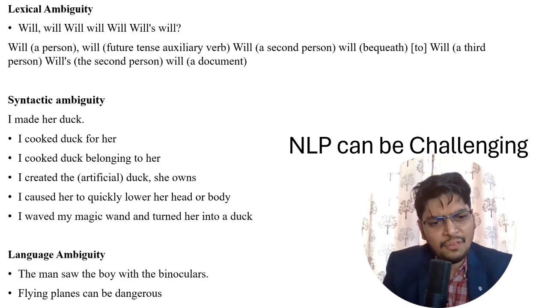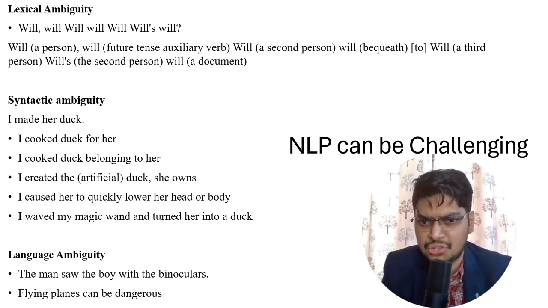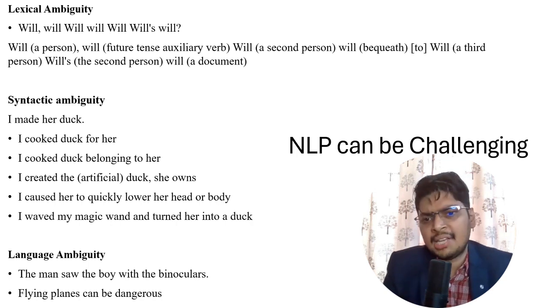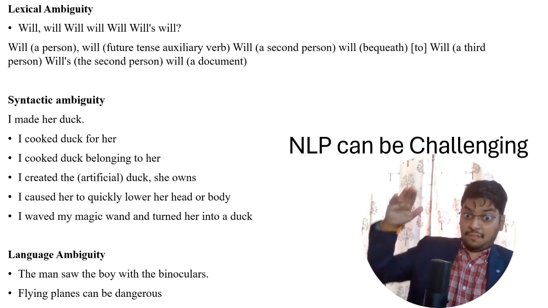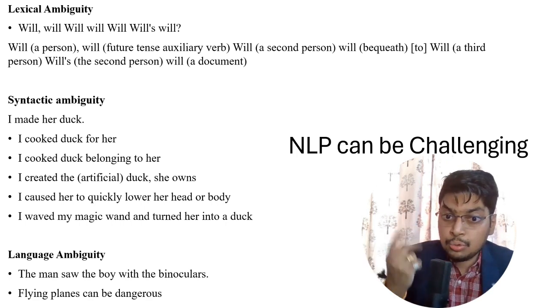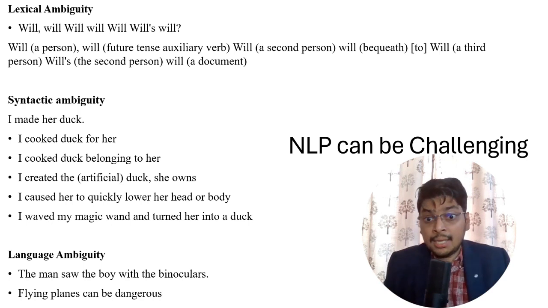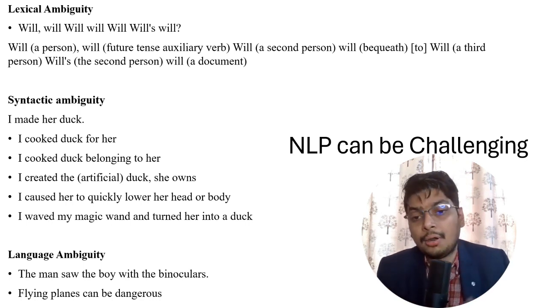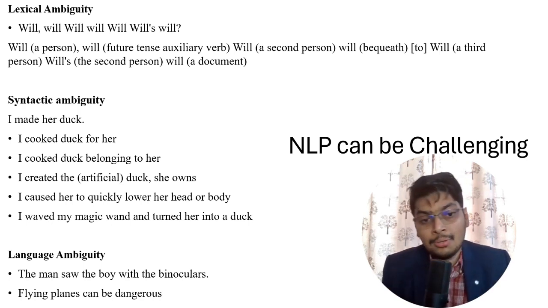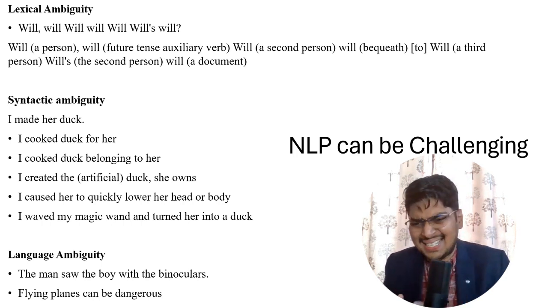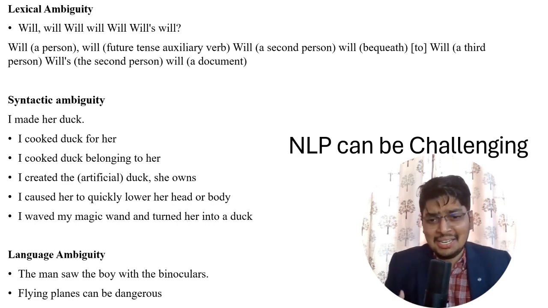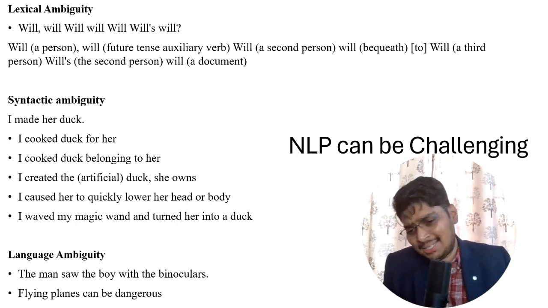There's another example: flying planes can be dangerous. It means flying the planes can be dangerous, or planes which are flying can be dangerous. So there are two meanings again. Which meaning to take? There's a lot of confusion, a lot of ambiguity. So NLP has a lot of challenges, but definitely it is proving to be our best bet, our best assistant. And this artificial intelligence revolution that's happening is helping us a lot.